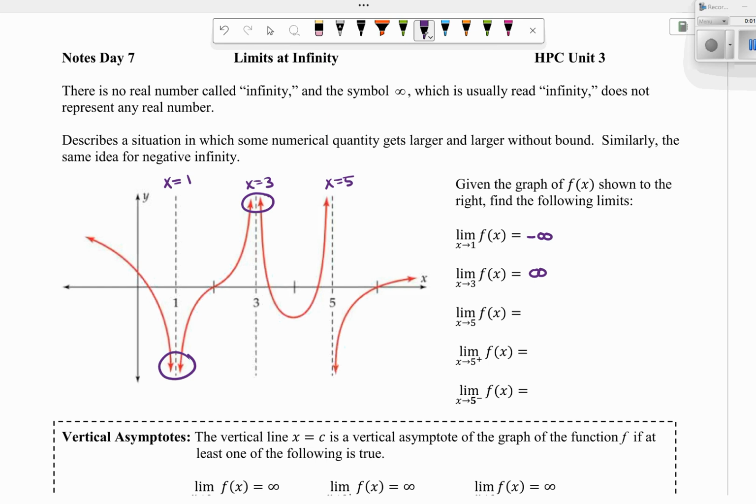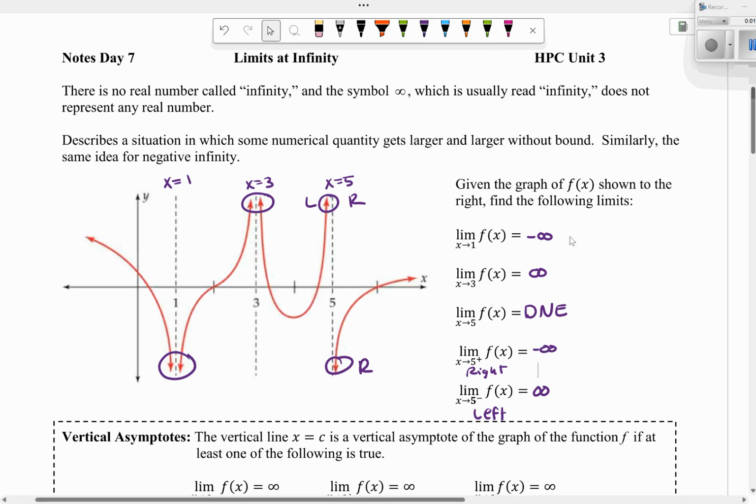And at 5, we can see that the double-sided limit does not exist because, and remember, this is the right, when you have a plus there, and this is the left-sided limit. So this is the left side, this is the right side. You can see the left side is going up towards positive infinity, while the right side is going towards negative infinity. So therefore, the double-sided limit doesn't exist.